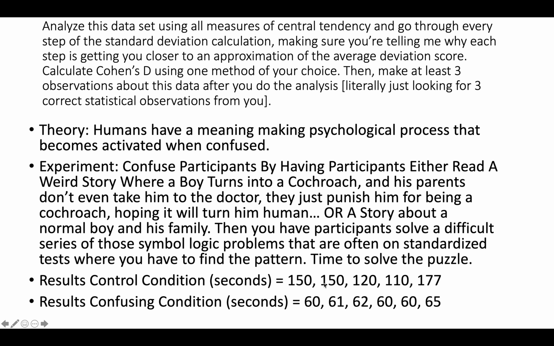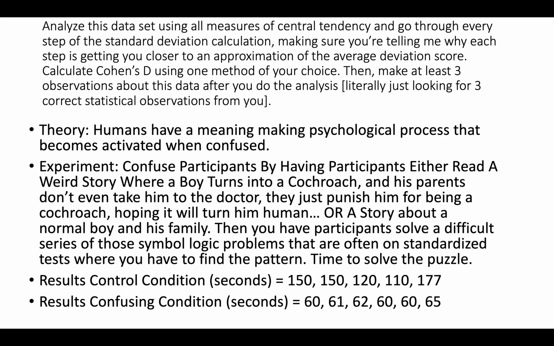And the results in the control condition are these numbers. The results in the confusing condition are these numbers. Calculate the mean, median, and mode. Calculate standard deviation. Calculate Cohen's d. Give me 3 observations from this data set. Shouldn't be too hard. You have the stats packages now.